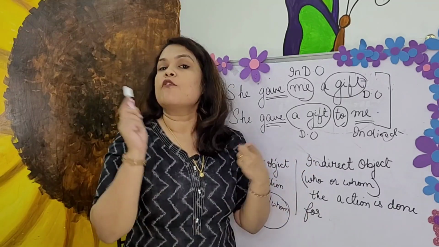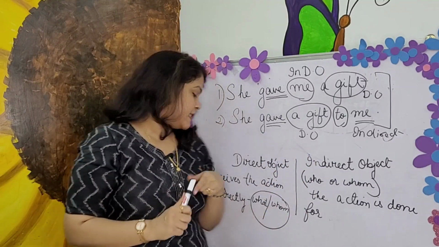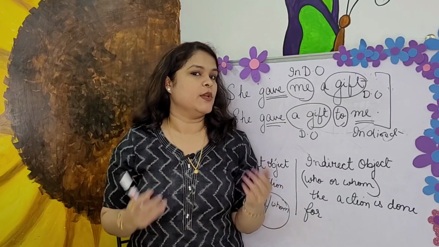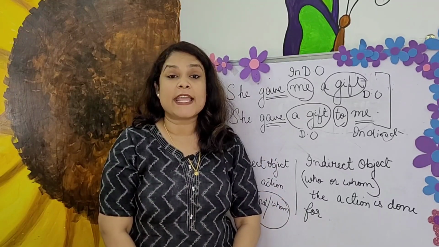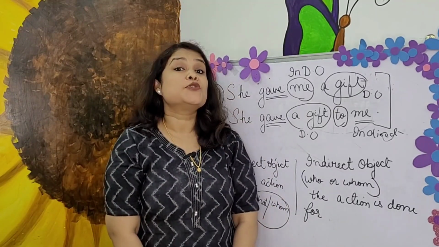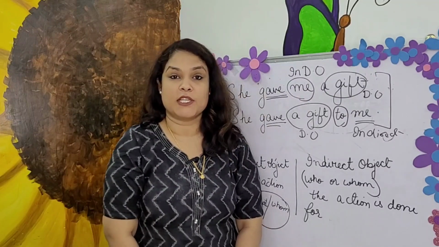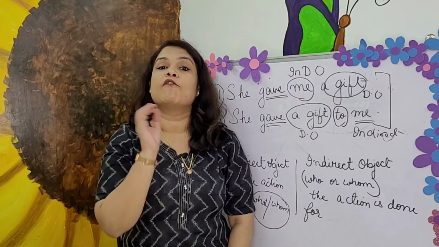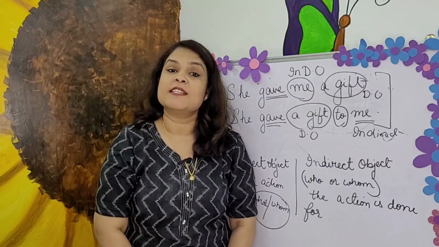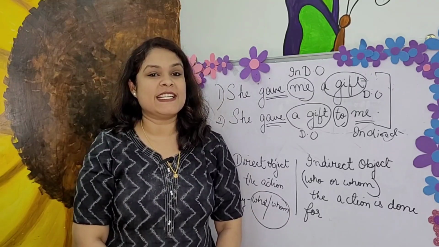So yes, a quick recap. What we can do is find the verb, ask questions like what or whom, that will be your direct object. Ask questions like for whom or to whom, that will be your indirect object. So in today's video, we learned a very important topic, that is how to find out objects in a sentence.